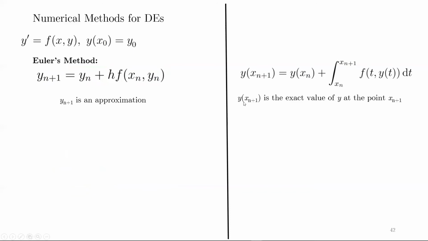Y in brackets x_{n+1}, so y(x_{n+1}), is the exact value of y at the point x_{n+1}. So this is like the exact solution. When we see y and then something in brackets, it's the exact solution to the ODE, which we may or may not know. When we see y with a subscript, y subscript some integer, that is the approximation using some numerical method. The difference between these two, of course, is just the error in the approximation.